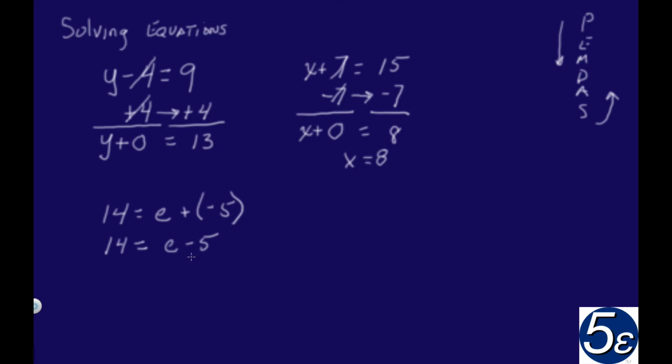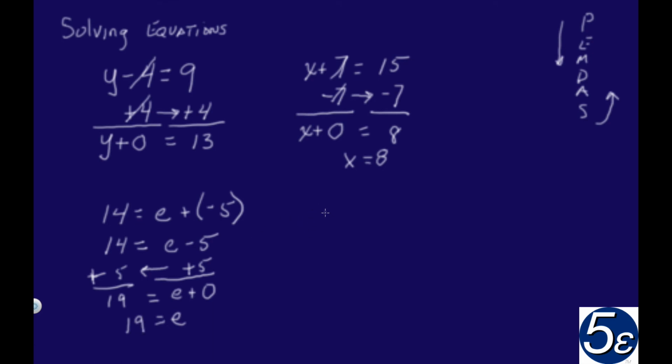Now what we end up doing is to isolate e by itself, we're going to get rid of the subtraction. So we're going to add 5 to both sides. This will give us our 0 on this side. So we have e plus 0. And what we do to one side, we must do to the other. So we're going to add 5 here, and you end up with 19. And so you have 19 equals e. So let's do one more.